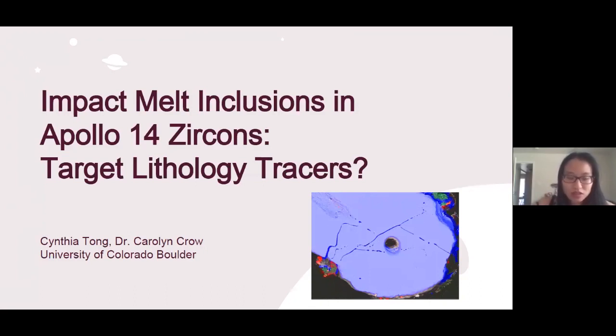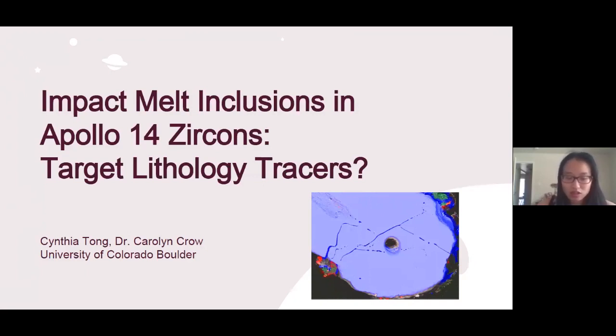These melt inclusions are formed through shock heating, which is a process where the pressure from an impact causes localized decompression melting of the minerals surrounding the zircon. And these mineral melts can be trapped inside microfractures inside the zircons themselves. Previously, work has been done on terrestrial zircons at the Vredefort impact structure in South Africa, and it found that these melt inclusions are compositionally similar to the surrounding minerals. And so we're applying this technique to the moon.